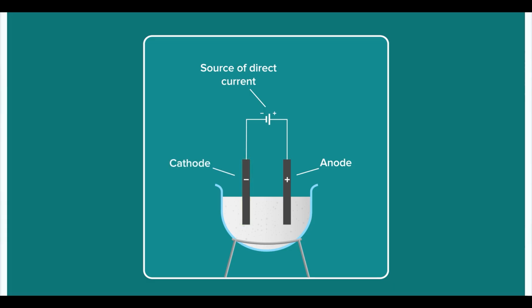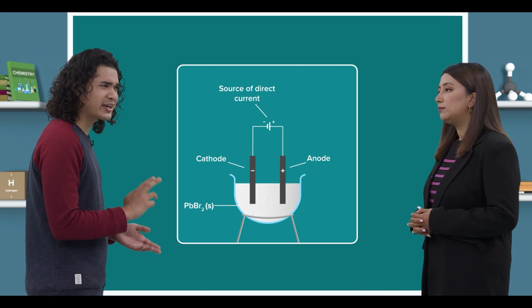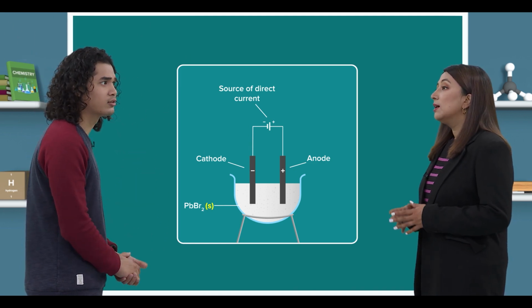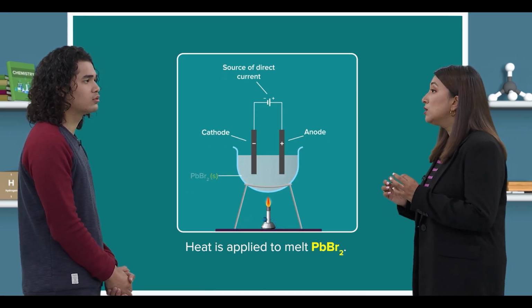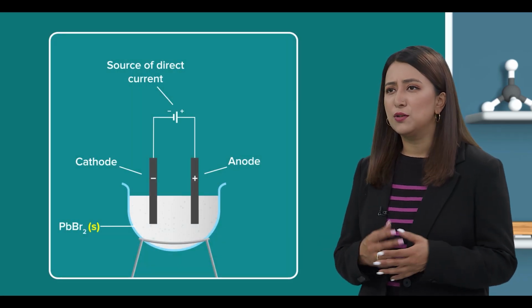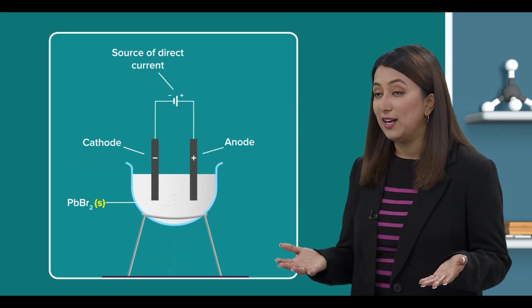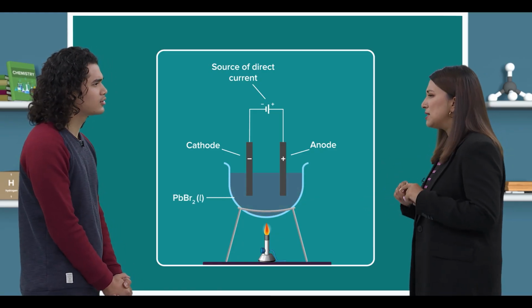As you can see here, the two electrodes are dipped into solid salt of lead 2 bromide. But teacher, you had mentioned molten lead 2 bromide, but I can see that it is in its solid form here. That's because we are yet to apply heat to the solid lead 2 bromide to turn it into its molten state. Okay. So can you guess what happens to the solid lead 2 bromide when we apply heat? It will melt, right? Well, duh, but can you be more specific?